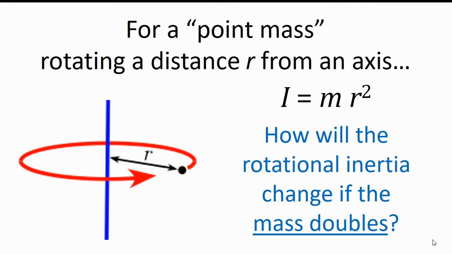How would the rotational inertia of an object change if the mass of the object doubled? Since the inertia is proportional to the mass, if the mass doubles, the inertia will also double. How would the rotational inertia of an object change if the radius doubles? If it was twice as far from the axis of rotation? Since the inertia is proportional to the radius squared, if the radius doubles, the rotational inertia will quadruple.